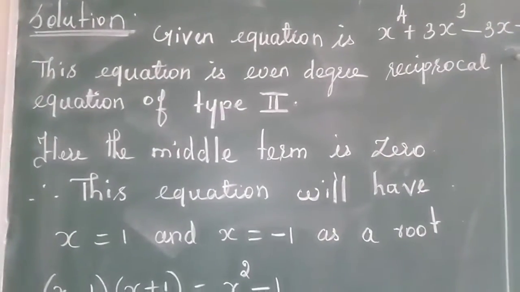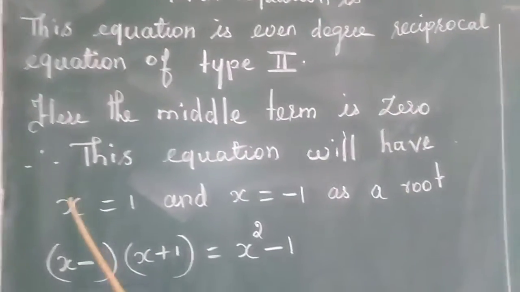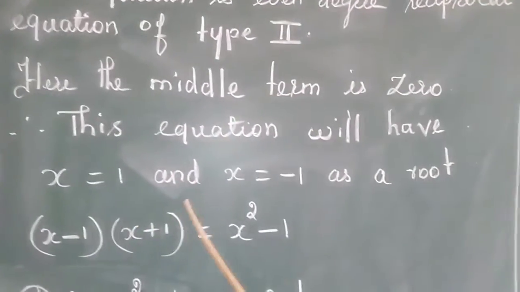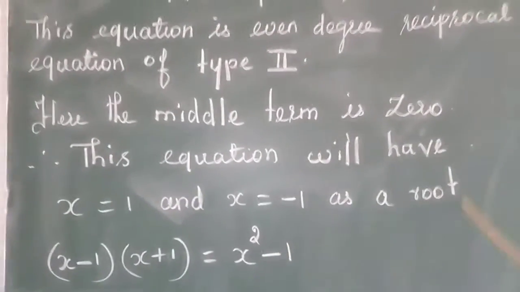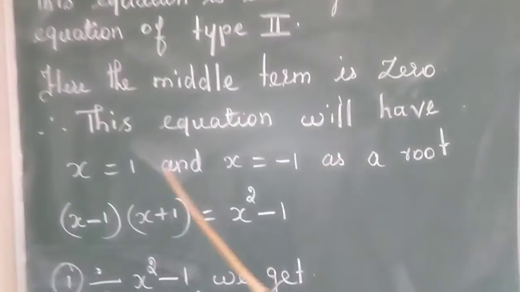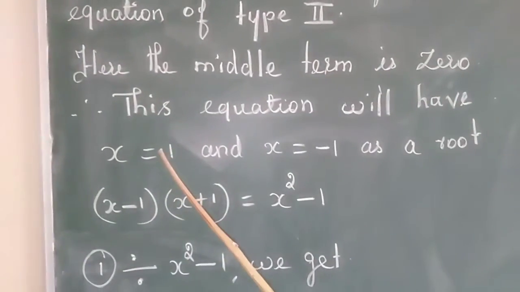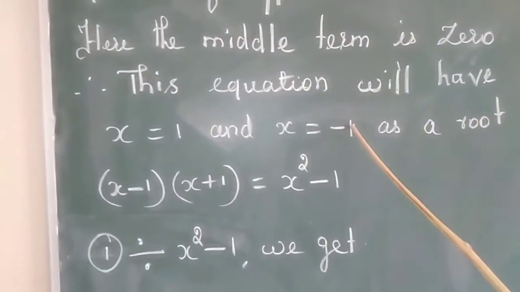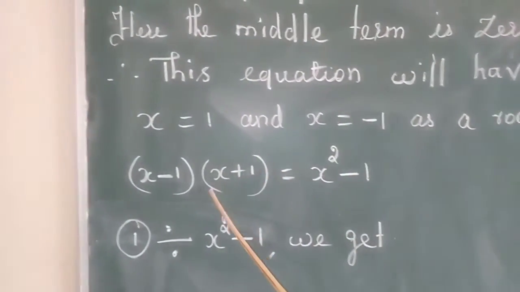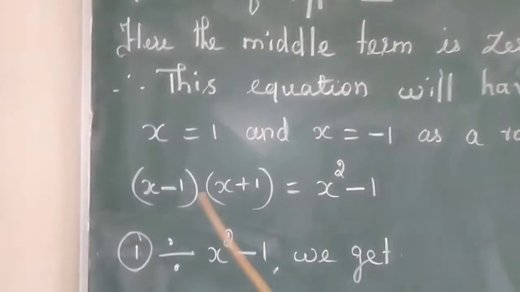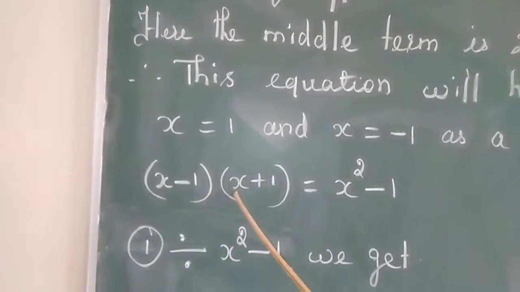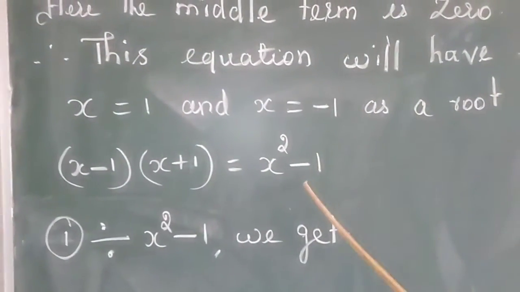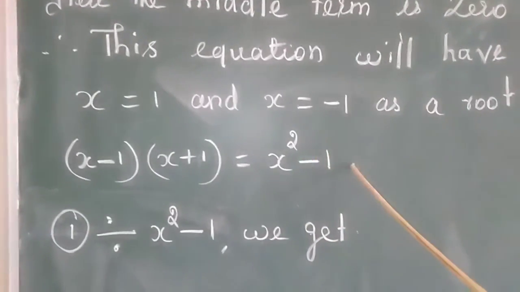When the middle term is 0 and the condition is given here, this equation will have x equal to 1 and x equal to minus 1 as roots. So now these roots we can write as factors. If you bring this 1 to this side, it will become x minus 1, and this minus 1 will become plus 1, so x plus 1. This is in the form of a minus b into a plus b, so we can write it as a square minus b square. So I got x square minus 1.